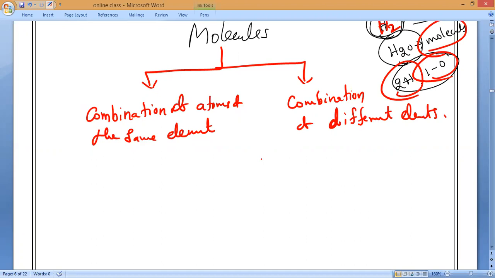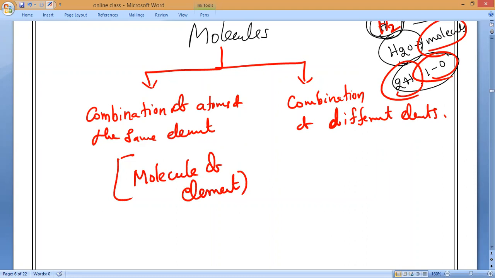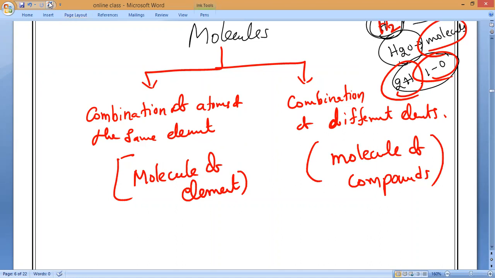Okay. Now, keep reading. Next one. From this you can say, all of you observe, if it is a combination of atoms of the same element, then we will say this one is a molecule of an element. But a combination of different atoms is called a molecule of a compound. Molecules of compounds means different atoms. Molecules of elements means same atoms. Are you clear? Any doubt?